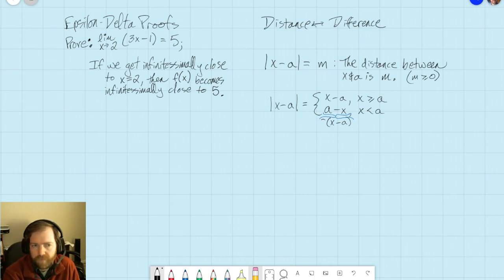Okay. So we can use this definition, and in fact we don't even need the definition. We could just say we'll just use the distance definition in our phrasing here. So we're going to get infinitesimally close to x equals 2. So that means that the distance between x and 2 in this particular case is going to be really, really tiny. So it will be smaller than some number. We call that number delta.